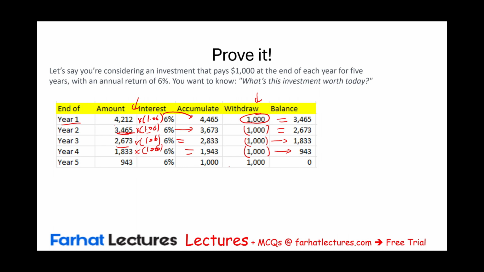What's left is 943. At the beginning of year 4, you have 943. You multiply it by 1.06. It will be 1,000. You'll take out 1,000, and your investment did indeed pay you $1,000 for the next 5 years. So this individual invested 4,212. That money grew at 6%, and every year they were able to withdraw 1,000, and they met their objective.